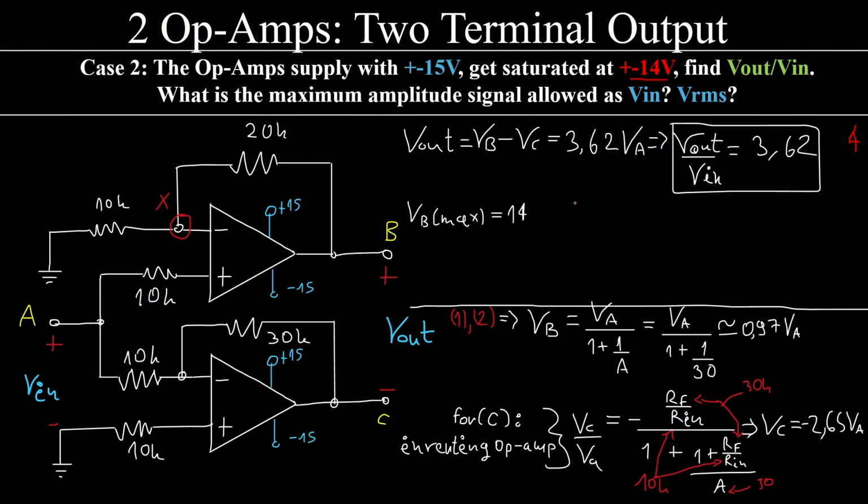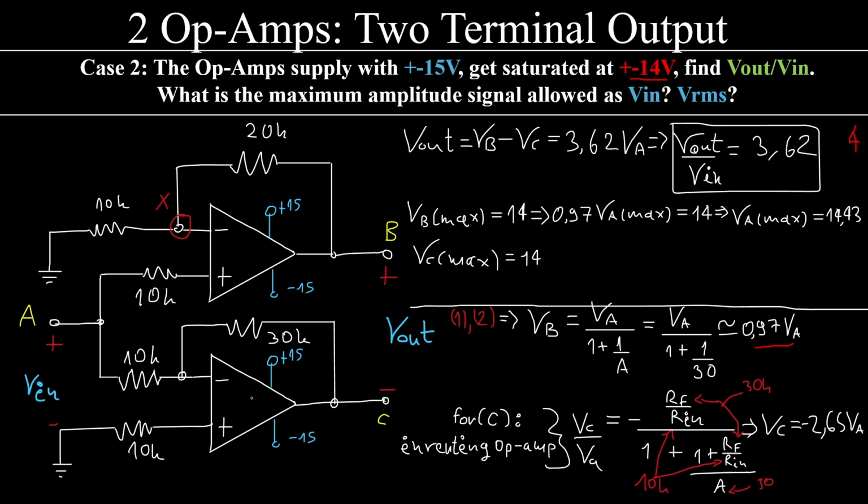Now, the op-amp saturates at 14 volts. Saturation means that the op-amp becomes useless practically. The output cannot amplify further than a specific input. So the maximum swing that we are going to find at the output is going to be 14 volts. So VB max must be equal to 14, which means that from this equation over here, I can say that 0.97 of VA max must be equal to 14. Therefore, VA max must be equal to 14.43. Alright, and that is the maximum signal that can be found at the input so that this thing can still amplify.